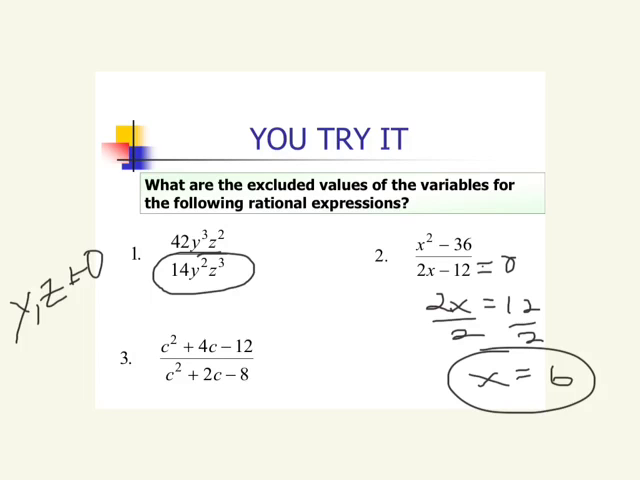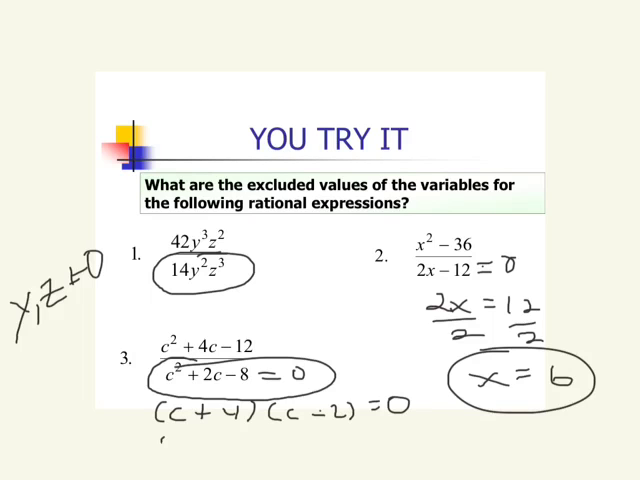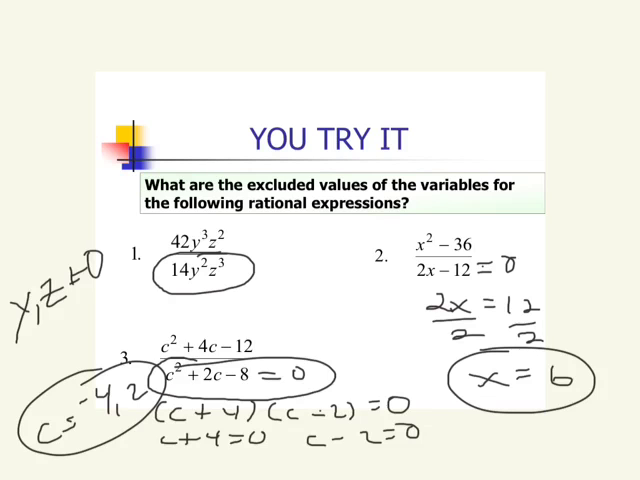And the denominator here, again, we only worry about the denominator, so we set that equal to 0. We factor it, it's c plus 4 times c minus 2 equals 0. Set each of those factors equal to 0, and we solve, and we get c cannot equal -4 or 2. Again, just to review, excluded values are a major part of rational expressions. We always have to define and exclude the values that would make the expression undefined.